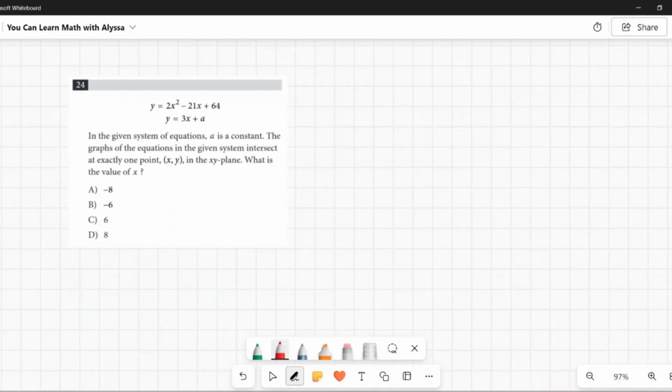Number 24. y equals 2x squared minus 21x plus 64, y equals 3x plus a. In the given system of equations, a is a constant. The graphs of the equations in the given system intersect at exactly one point, x y, in the xy plane. What is the value of x? This problem, man.